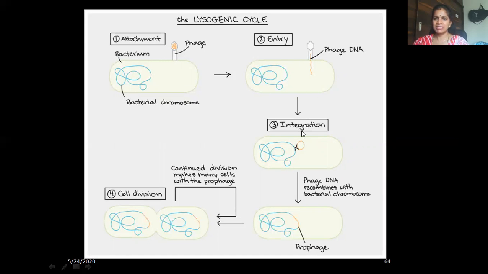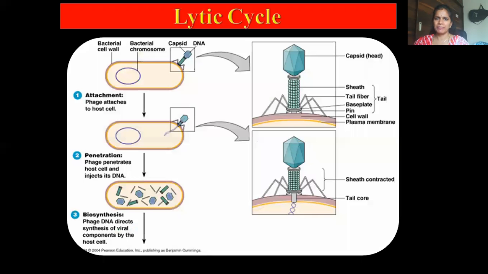Then here you can see the integration. Integration of this bacteriophage DNA into the bacterial genome is known as prophage. Phage DNA recombines with the bacterial chromosome to become a prophage. Next, what happens in step 4? Cell division. Continued cell division makes many cells with the prophage. So this is all about the overview of the lysogenic cycle. Here I'm going to recall again.